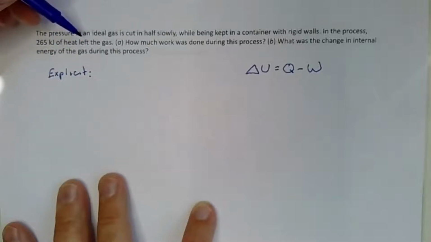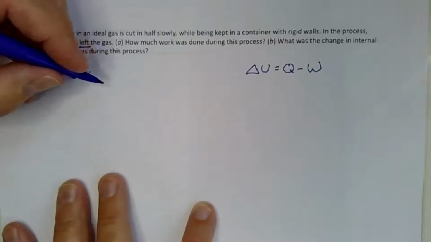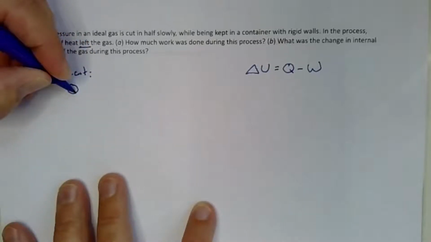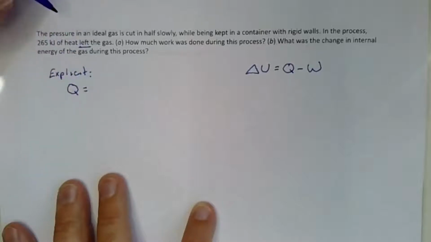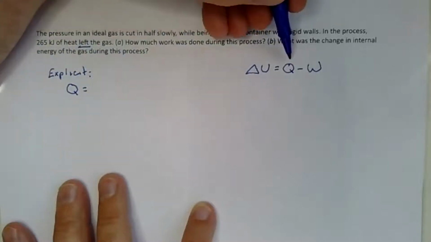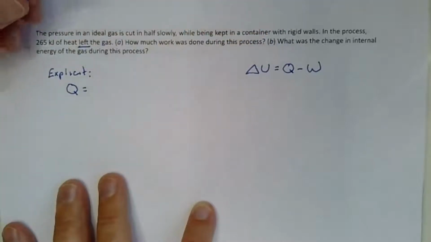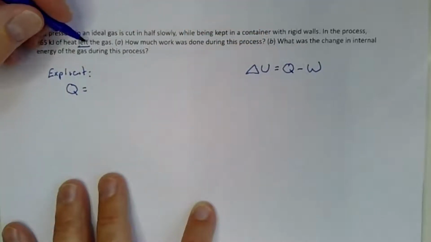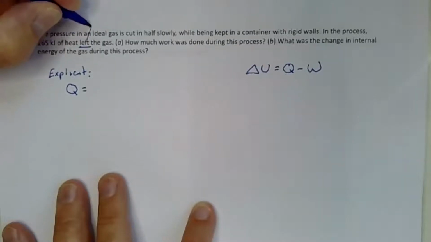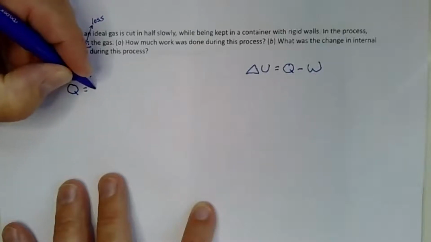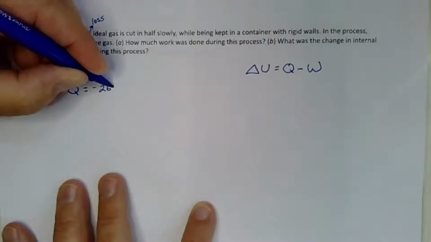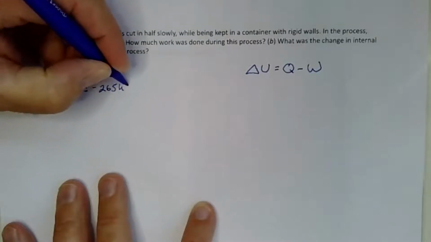And it said heat left the gas, so left, right? Okay, so that means that Q, heat left the gas, so it's no longer available. If it's no longer available, then it's going to make our temperature go down. So that's a loss. So left equals loss. So this is going to be minus 265 kilojoules.